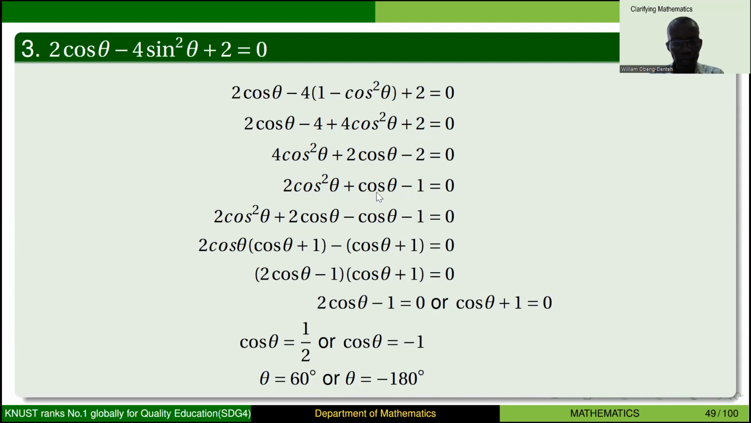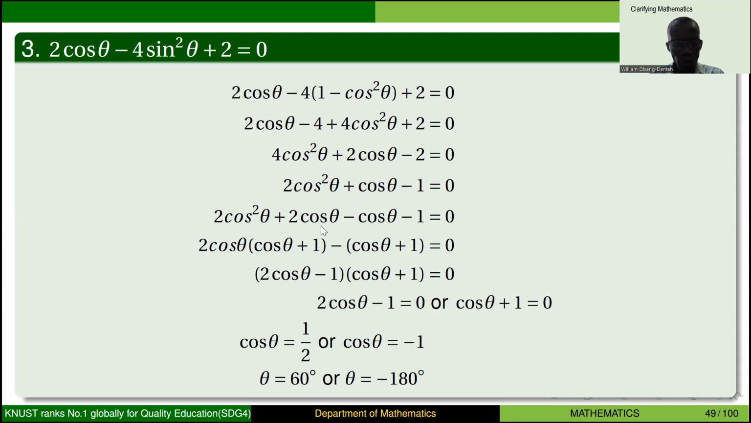Now from here, we can do the factorization. So 2 times negative 1 gives us negative 2. So you can get positive 2 times negative 1, giving us the values with the positive 1 here, because when we add 2 and negative 1, we get 1. So we can now split this one and do it in such a way that we'll be able to do the factorization. So 2 cos theta minus cos theta also gives us 1 cos theta.